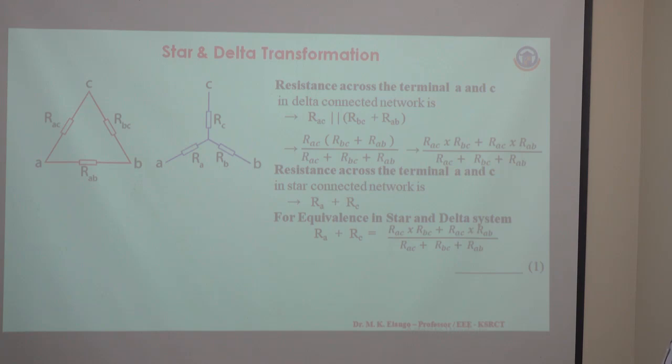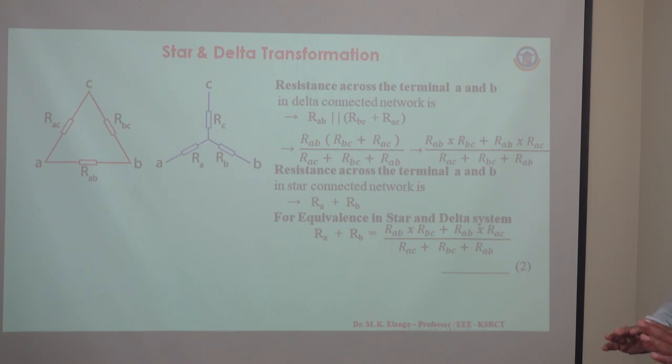Similarly, we have to obtain the equation for A and B. Previously we obtained the equation for A and C. Now for the resistance across terminals A and B, we get equation number 2, that is RA plus RB for the star equivalent, and the right hand side gives RAB RBC plus RAB into RAC, divided by the total resistance RAC plus RBC plus RAB. This is the equivalent resistance in star connected and delta connected systems between terminals A and B.